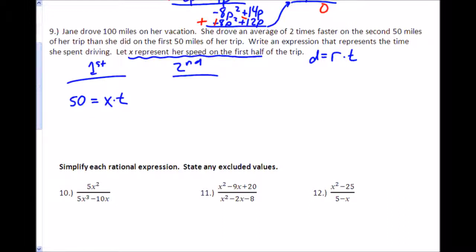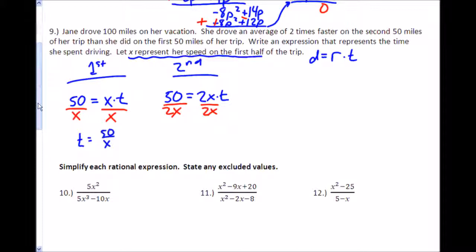The second half of the trip is very similar. It's 50 miles, but this time the speed is twice that of the first half, so it's 2x times the t. And now we're just going to have to solve each of these for time. Okay, I want to express time, so here I have to divide each side by x. That leaves me with t equals 50 over x. Over here, I have to do the same thing. I have to divide each side by the 2x.